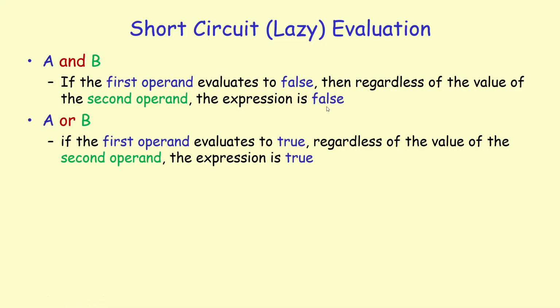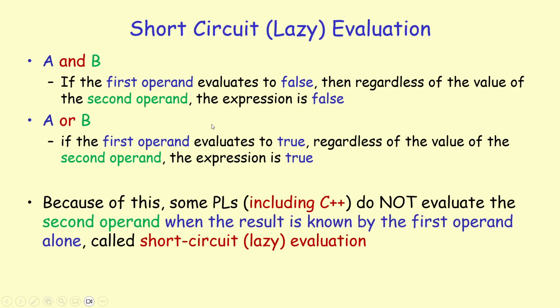For A or B, if the first operand evaluates to true, so if the value of the condition A is true, then regardless of the value of the second operand, A or B evaluates to true, because true or whatever is always true. Because of this, some programming languages, including C++, do not evaluate the second operand when the result is known by the first operand alone. This is called short circuit or lazy evaluation.